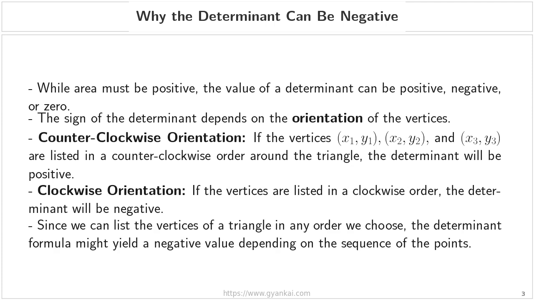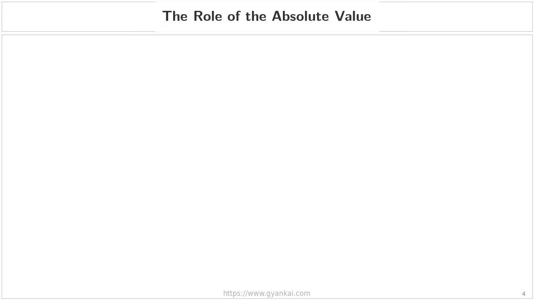Since we have the freedom to list the vertices of a triangle in any order we choose, the determinant formula might yield a negative value depending entirely on the sequence of the points we pick. This brings us to our next slide, where we will see how we use a specific mathematical tool to fix this and ensure our area calculation is always correct. The role of the absolute value.